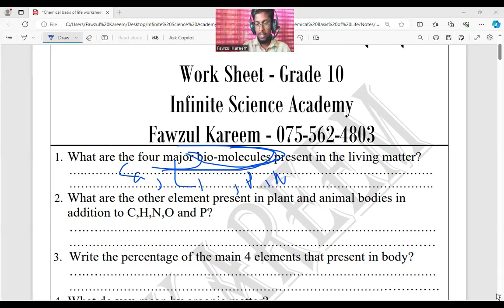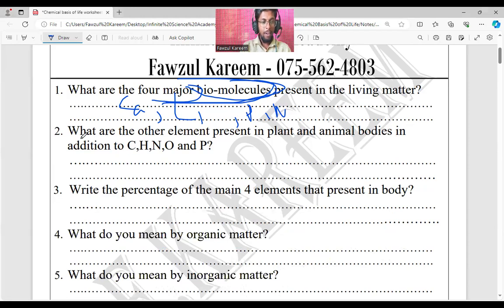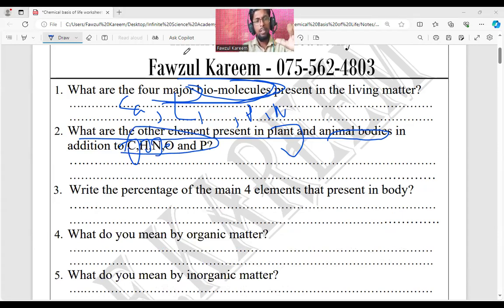Okay, then the second question. What are the other elements present in plant body and animal body in addition to carbon, hydrogen, oxygen, nitrogen? These are the main four elements. Other than this, what are the elements present in the human body and living organisms? Sometimes sulfur. Yes, okay, sulfur is the answer.